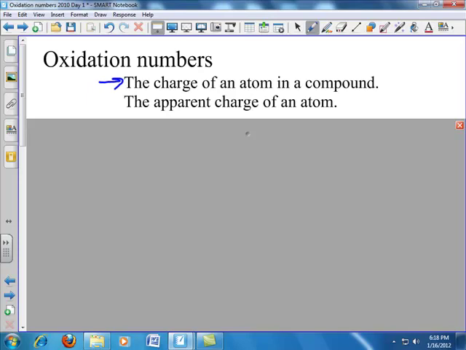Okay, so if I go and I write the compound NaCl, okay, hopefully you remember that the charge of Na was +1, the charge of Cl was -1. Well, those are technically called oxidation numbers. Where this is going to get tricky is when we talk about the apparent charge of an atom, okay? Because not all atoms' charges are really straightforward. So an oxidation number is also referred to as the apparent charge of an atom.